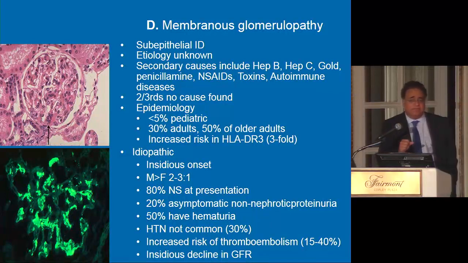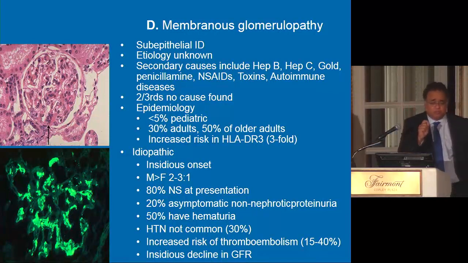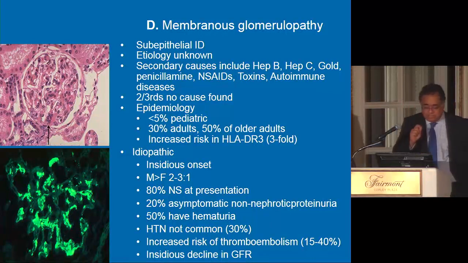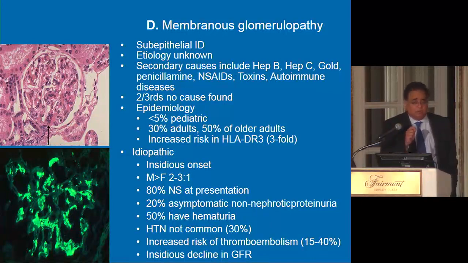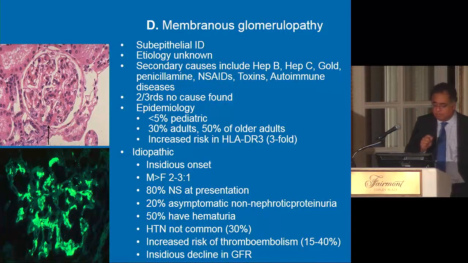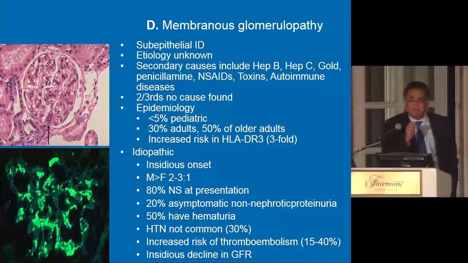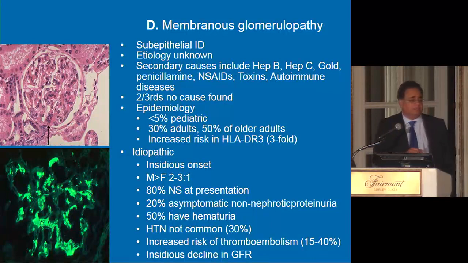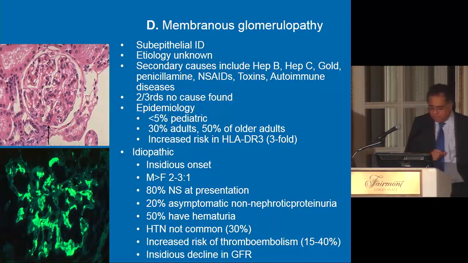Less than 5% of the pediatric population have membranous. In the pediatric population, the commonest cause of nephrotic syndrome is minimal change disease. In adults, 30% of adults with nephrotic syndrome, and particularly 50% of older adults, will have membranous as the cause of nephrotic syndrome. And there's an increased risk with a particular HLA, DR3.